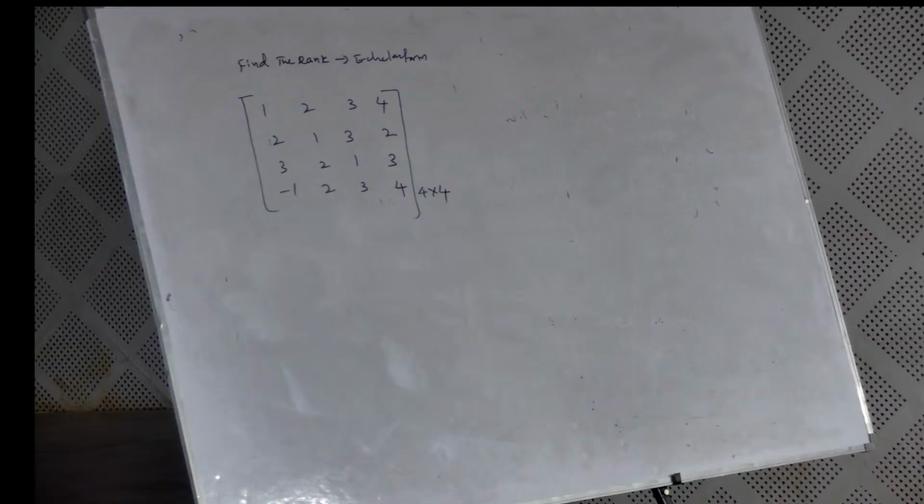Okay, dear students, take the problem. Find the rank of the matrix. I think you have completed the concept of echelon form and normal form. Am I right? Yes. But once again, before I start the Gauss elimination method, I want to test your knowledge with this matrix. The elements: 1, 2, 3, 4; 2, 1, 3, 2; 3, 2, 1, 3; minus 1, 2, 3, 4.